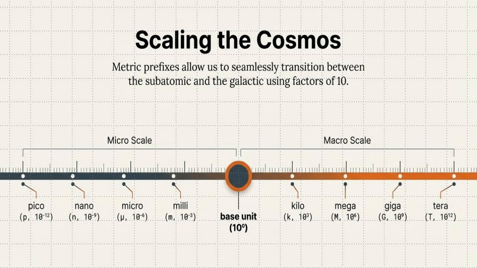Here, we see how metric prefixes help us move smoothly between extremely small and extremely large scales by using powers of 10. Starting from the base unit, we can go down to pico, nano, micro, and milli for very small measurements, which are all factors of 10 smaller with each step. On the other side, we have kilo, mega, giga, and tera to represent increasingly larger quantities. This system makes it easier to understand and compare sizes that vary greatly, from the tiniest particles to vast cosmic distances, all while keeping a clear and consistent scale.